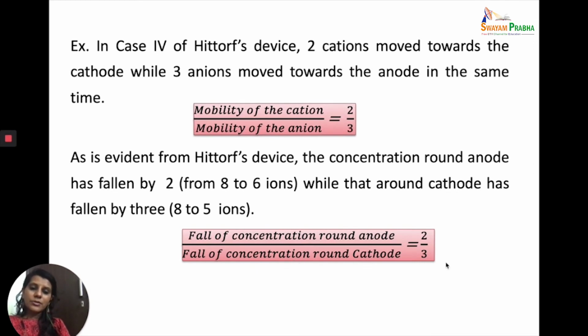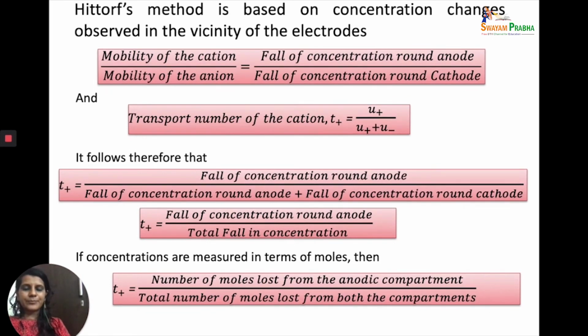There were 3 anions which moved from the cathode towards the anode. So, fall of concentration around anode upon fall of concentration around cathode was also equal to 2 by 3. So both were equal. So whether you determine the ratio of the mobility of the cation to the mobility of the anion, or whether you determine fall of concentration around anode to the fall of concentration around cathode, the values will come out to be the same.